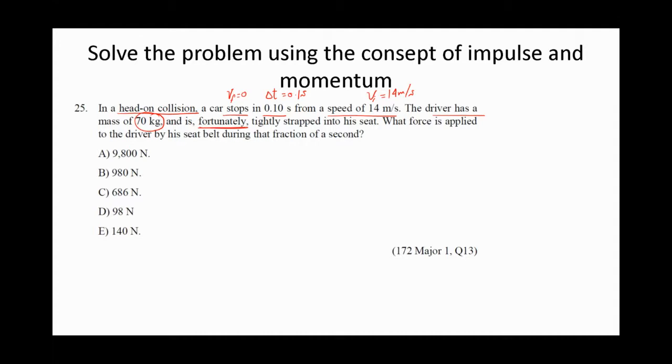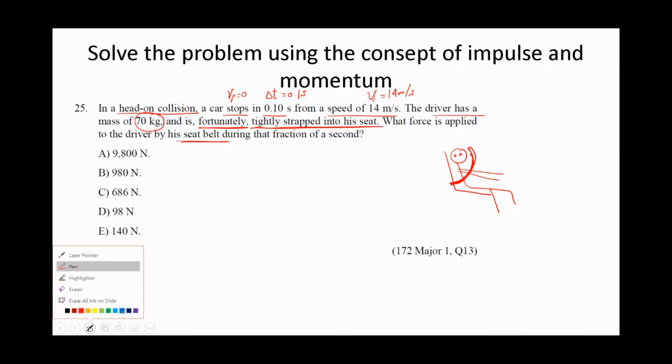Fortunately, he was tightly strapped into his seat. He was held to the seat with the seat belt, so we consider him as part of the car. What force is applied to the driver by the seat belt? If somebody is driving his car and he attached his seatbelt, in case of accidents this seatbelt applies a force on the body. It will apply a huge amount of force, as we knew before.